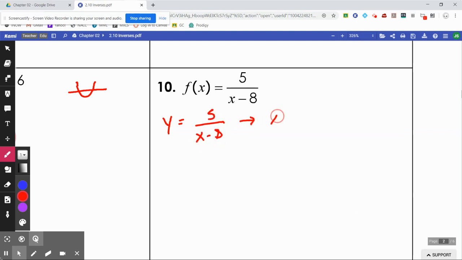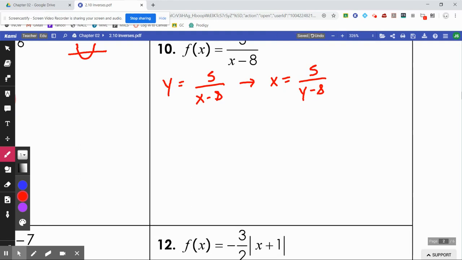To find the inverse, switch your x and your y. So we now have x equals 5 over y minus 8. Okay, now we've got to somehow get y by itself. Well, first off, we need it off the bottom of a fraction. So since it's divided by, I'm going to move it up here with my x. So I have x times y minus 8 is equal to 5.